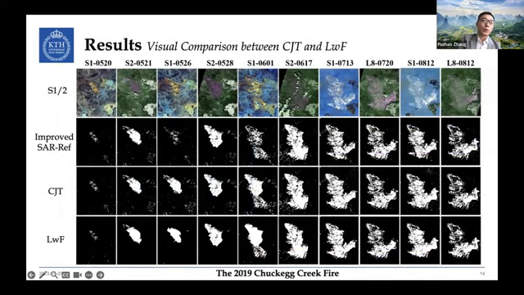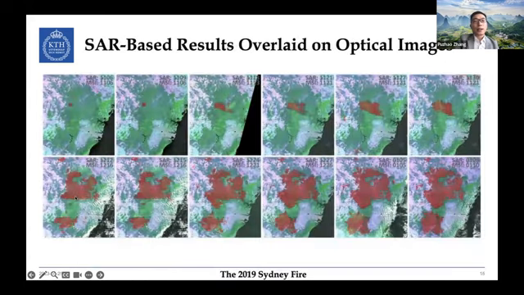This is the visual result, and we have Sentinel-1, Sentinel-2, Sentinel-1, Sentinel-2, and we have the improved SAR reference. Here we can see this is optical, and then we accumulate all the burn areas before the date together to here. So we compared continuous joint training and learning without forgetting. We can see that learning without forgetting, even with the ongoing or incoming date itself, can reach a similar accuracy to the continuous joint training. On another site, the Sydney wildfire, we can see the high agreement between the optical burn area and the SAR-based results.